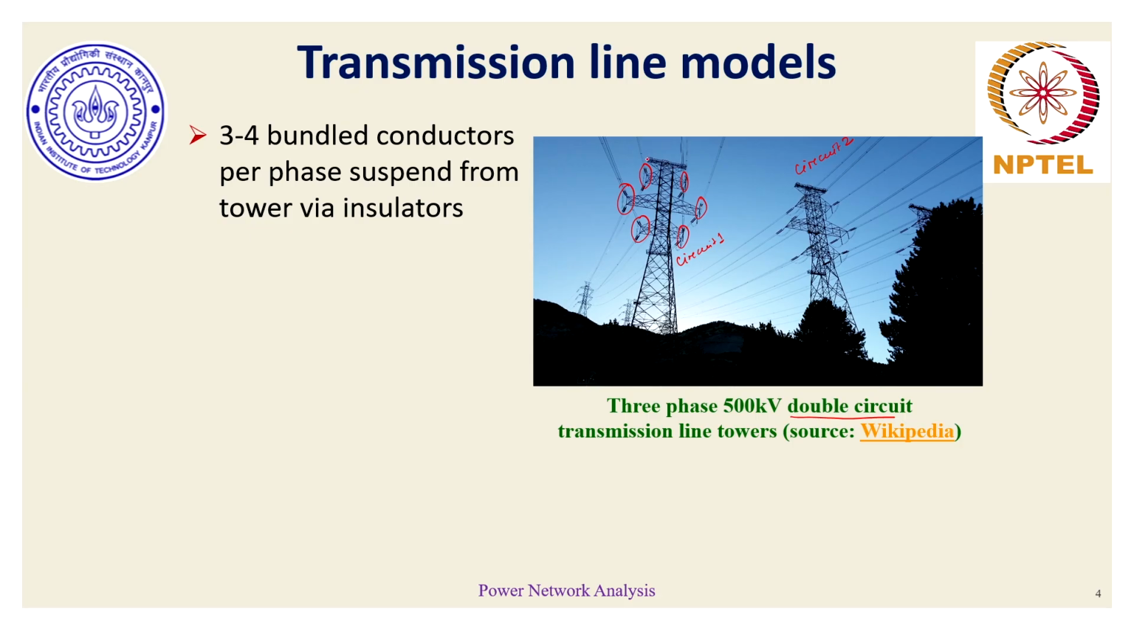So if these 2 phases correspond to phase A, these correspond to phase B, and these correspond to phase C, essentially each tower has two circuits. And for each of these phases, if we look specifically over here, we can see a set of conductors running in parallel. There are precisely 4 such conductors, 4 bundled conductors.